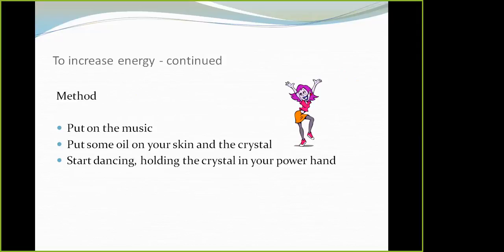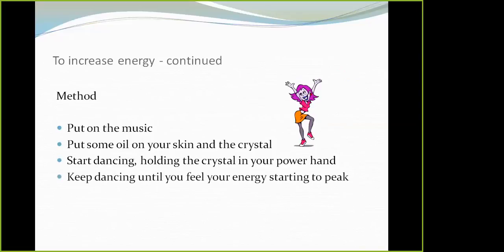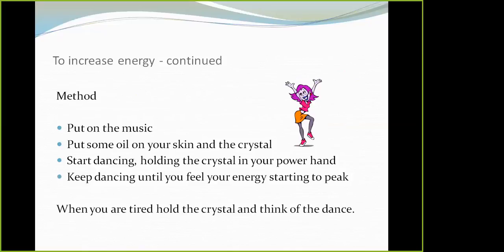If you get your hands, hold them in front of you, just to the sides, and then close them so that your hands clasp in front of you, and your fingers are interlaced. Which thumb is on top, your left thumb or your right thumb? The thumb on top is your power hand because that's your dominant hand. Keep dancing until you feel the energy start to peak. When you're tired, hold the crystal and think of the dance. Not bad, eh?